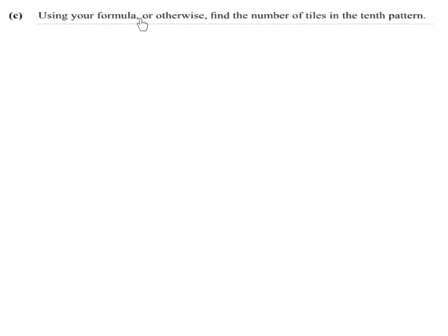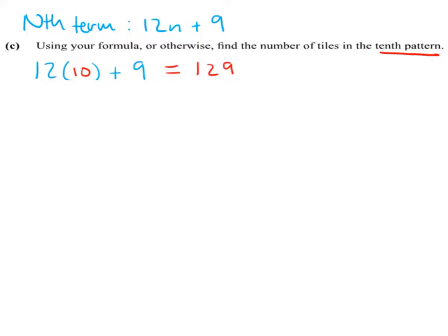Part C, using your formula or otherwise, find the number of tiles in the 10th pattern. So what we do is we take our nth term that we got in the last question, which is 12n plus 9, and we swap the n for 10 with brackets around it. 12 times 10 is 120, plus 9 is 129. So the 10th pattern will have 129 grey tiles.